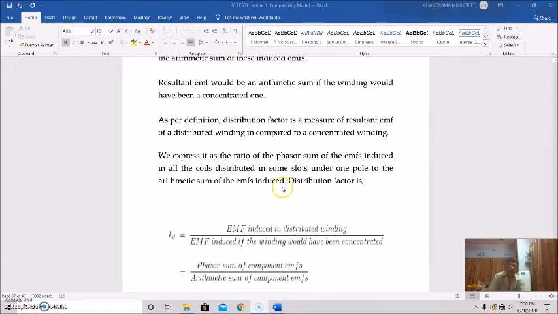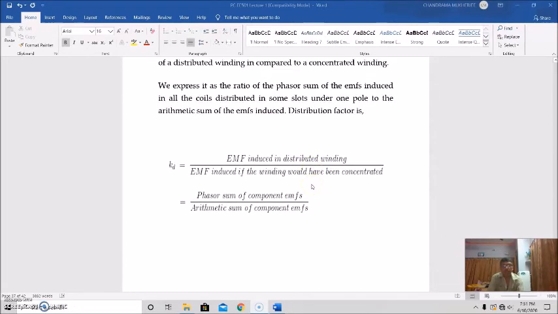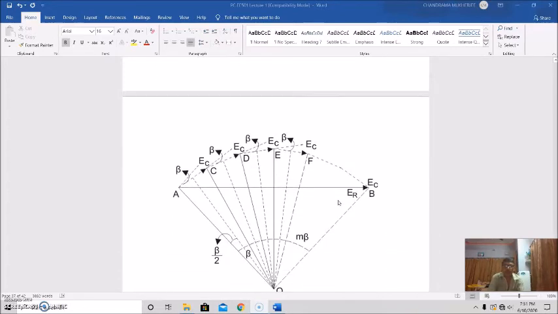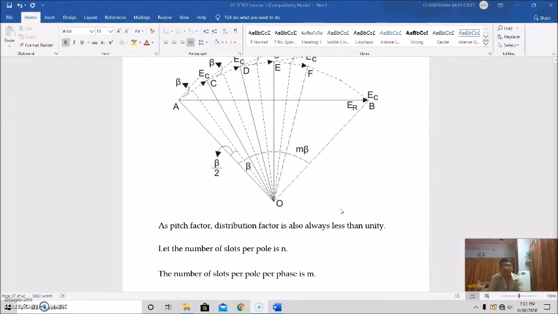So as per the definition of the distribution factor, it is the measure of the resultant EMF of a distributed winding compared to a concentrated winding. So we express it as the ratio of the phasor sum of EMFs induced in all the coils distributed in some slots under one pole to the arithmetic sum of the EMFs induced. Therefore, distribution factor is the EMF induced in the distributed winding divided by the EMF induced in the winding if it were a concentrated one. So that means it comes to the phasor sum of the component EMFs divided by the arithmetic sum of the component EMFs. So if we see here, the distribution factor is always less than unity, like the pitch factor. So let the number of slots per pole be n, and the number of slots per pole per phase be m.